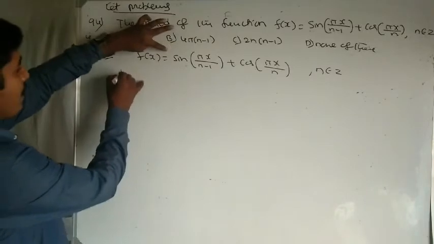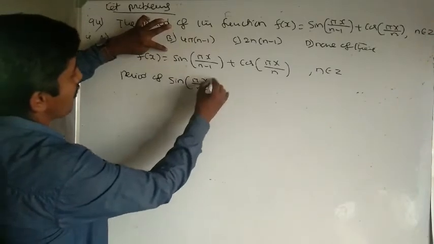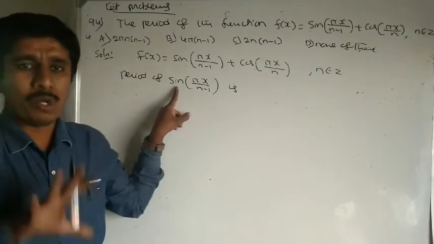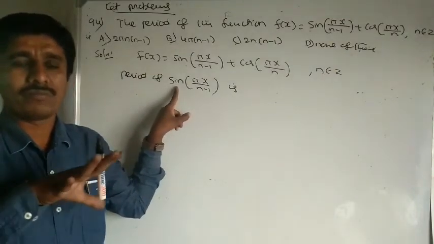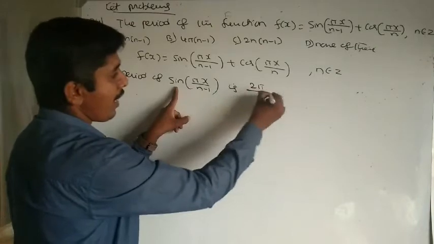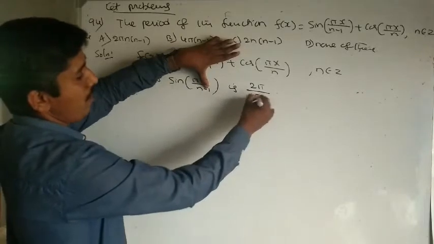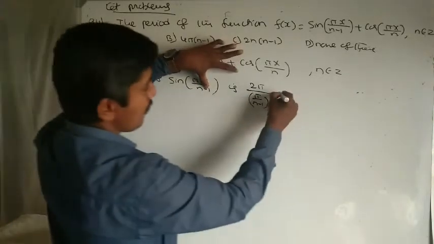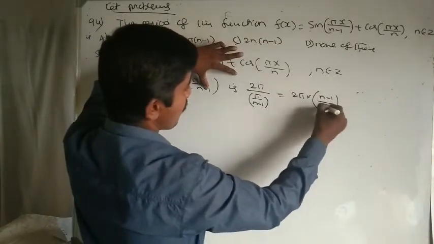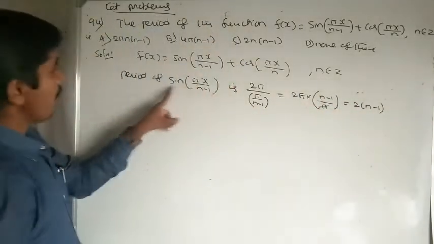Correct. First I am taking the period of sin of pi x divided by n minus 1. What is the period of sin? We know that sin of 2 pi plus x equals sin x. The period of the sin function is 2 pi. Take 2 pi divided by the coefficient of x here. What is the coefficient of x? Pi divided by n minus 1. 2 pi, taking it to the numerator, becomes n minus 1 divided by pi. Pi gets cancelled, 2 into n minus 1. This is the period of sin.